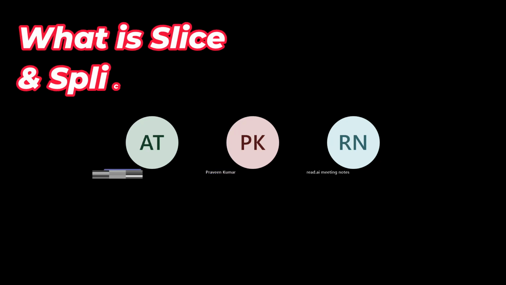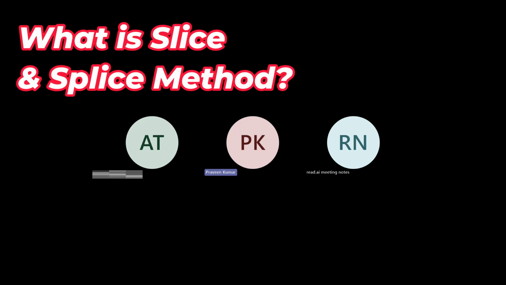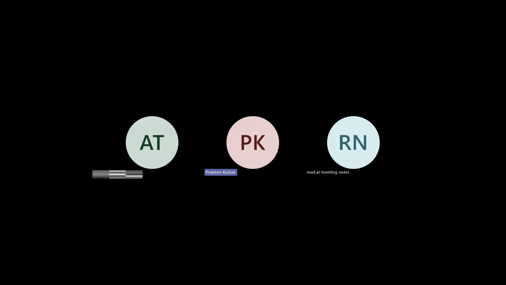Okay. What are the slice and splice methods? Okay, slice and splice. If you want to generate a sub-array of any array, then you can use the slice method. It will create a new array from a particular part of the array, and this method takes two parameters. First is the starting point, second one is the end point. Both are optional.